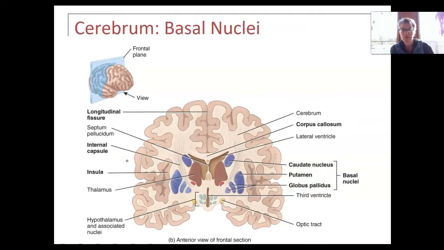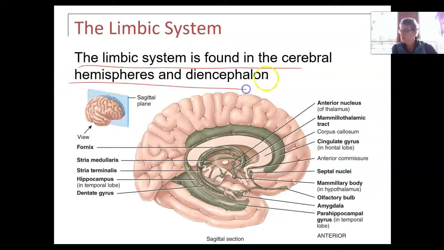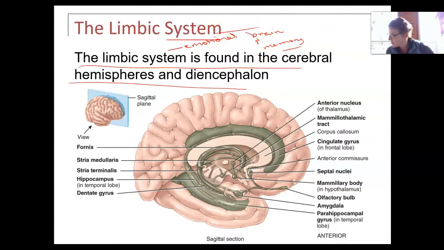Oh, here's a bigger picture. Very nice. The limbic system grabs all these different regions of the brain. It's your emotional brain, it's your memory, and it taps into every other area of the brain. It's not one little spot. I don't really understand memory, so I'm not going to talk about it.